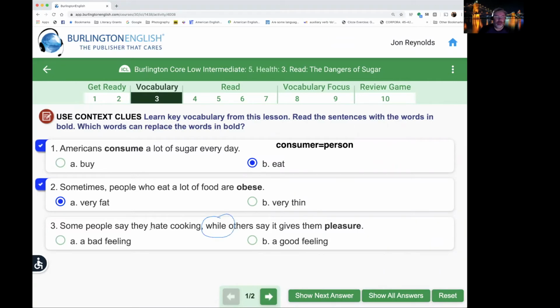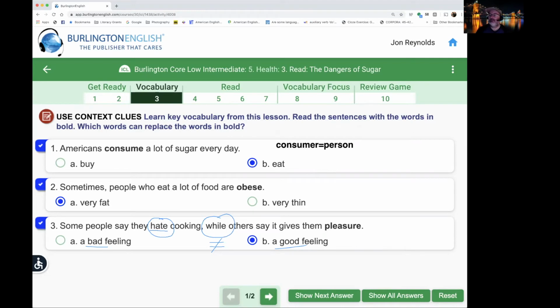So some people say they hate cooking, while, now what does that mean? Well, in this case, when we use the word while, we usually use it to show something that is the opposite. Some people do this, other people do this. So the word while helps us see that the information we're talking about is probably not going to be the same. So for example, hate, which one would be the opposite of hate? A bad feeling or a good feeling? Well, in this case, the answer is probably going to be a good feeling. Pleasure means something good.